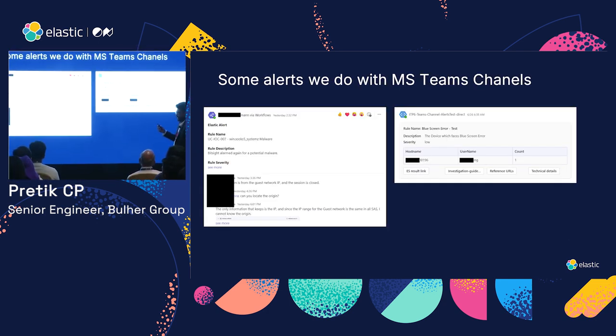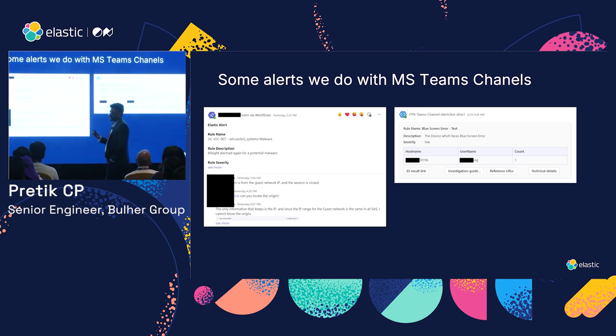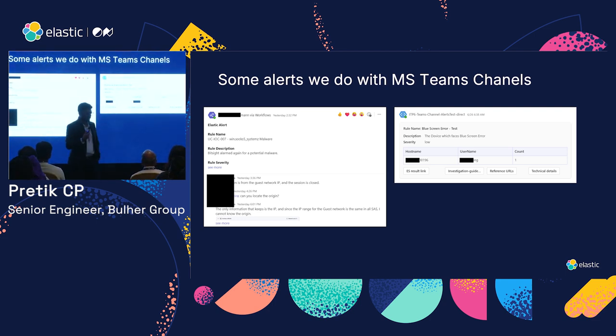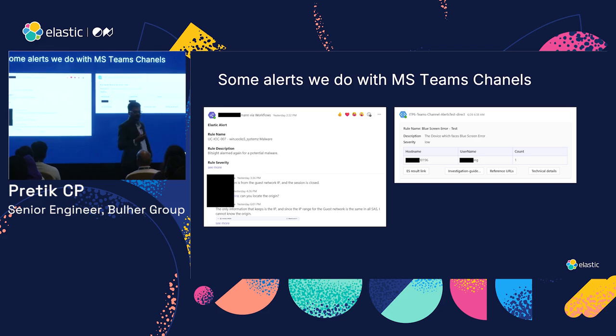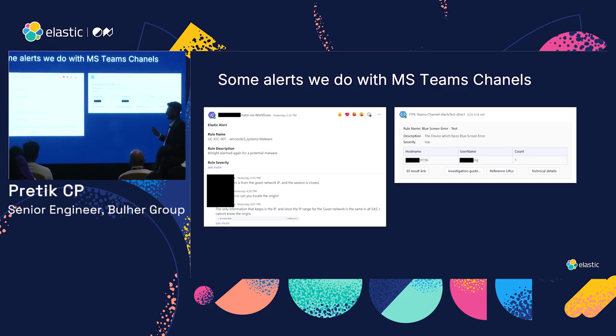And how we monitor these rules: we have mapped these security rules to our Teams channels. As you can see, we have some dedicated Teams channels, so that whenever the rules are triggered, it will be alerted in our IT information security group channel.